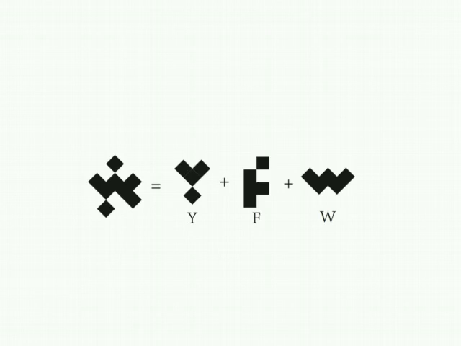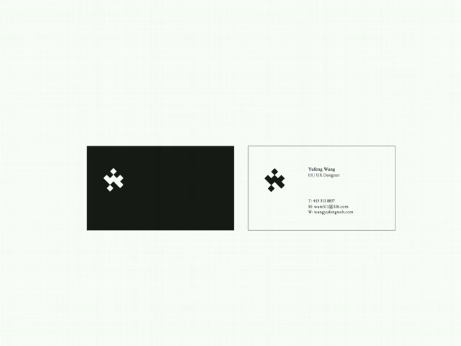This is my logo. My logo is combined by my three initials and the shape of a diamond. You can see here it looks like Y, F, and W. So these three letters combine my logo. I like this logo pretty much. And this is my business card. I only use two colors in my business card, black and white, so it is also very simple and clean. So next is mobile apps.